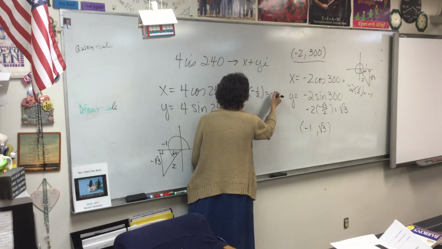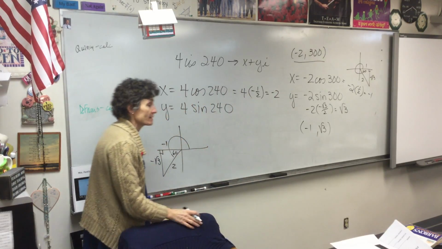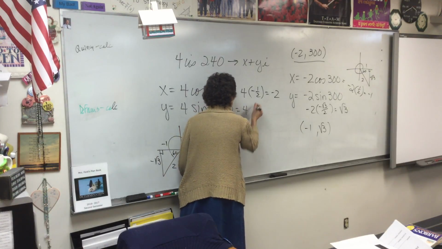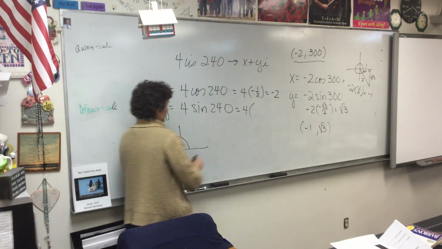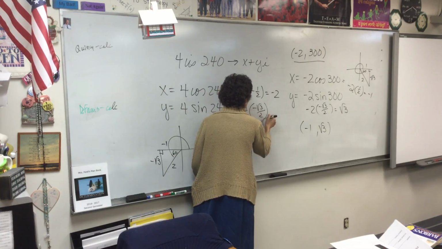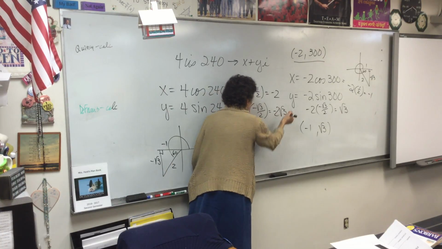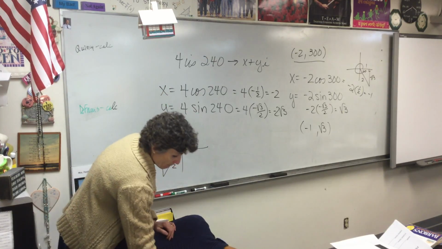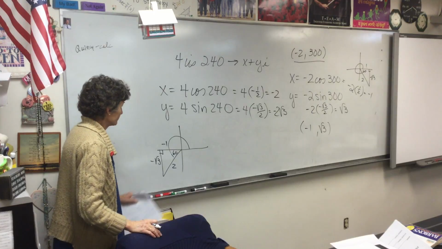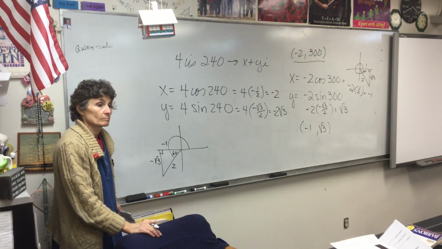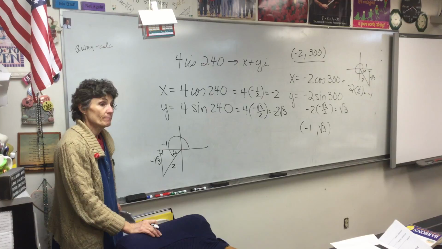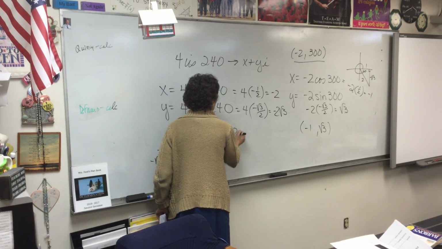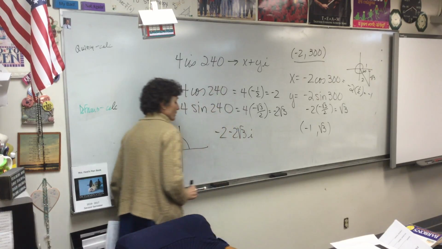So x comes out to be -2, if that's what you meant. Yeah, x comes out to be -2. And then the sine is negative root 3 over 2. So y comes out to be negative 2 root 3. And then our answer, we want to write it like that. So it'll be -2 minus 2 root 3 i.